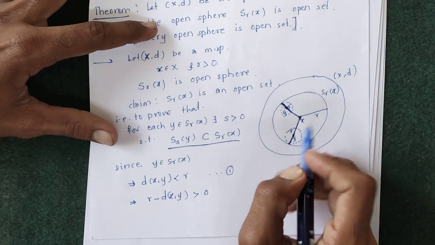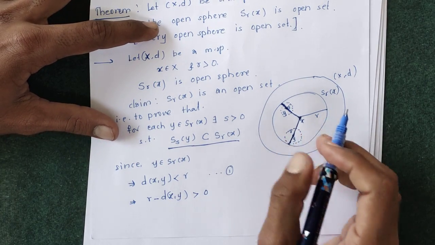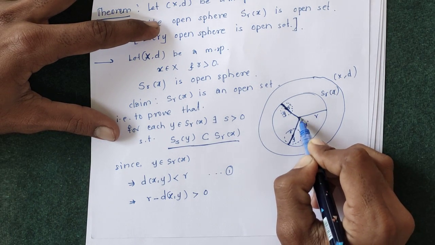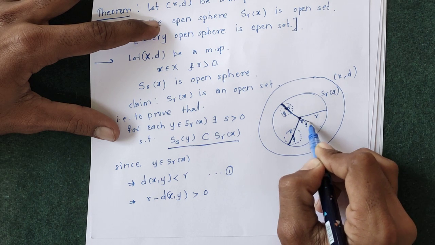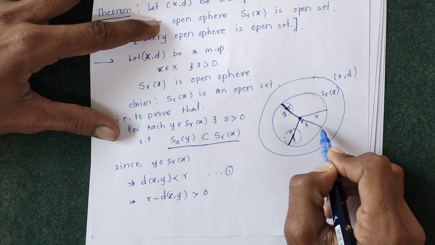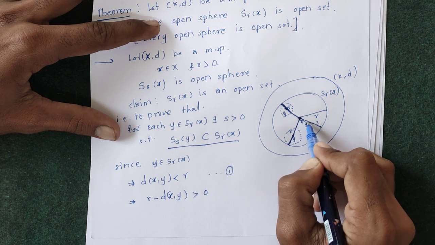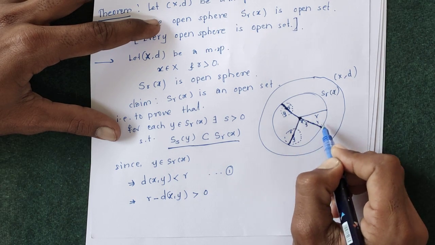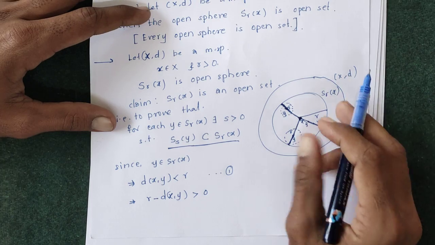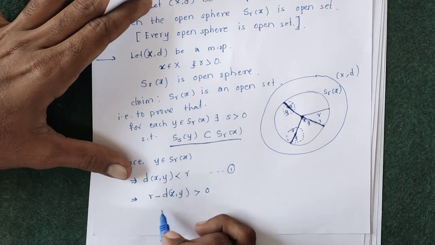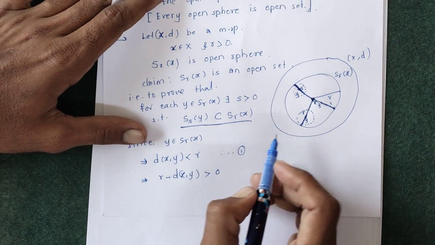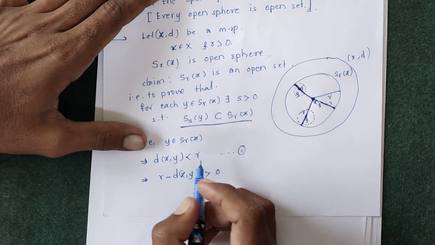So this r minus distance of xy is the best option, because if we take y here, then distance of xy, if we subtract this distance from r, then this is the remaining distance, and if we draw the open sphere, that big open sphere again lies inside this open sphere S_r of x. So if we choose s equal to r minus distance of xy, which is greater than 0, then we can easily show that this open sphere lies inside that open sphere.